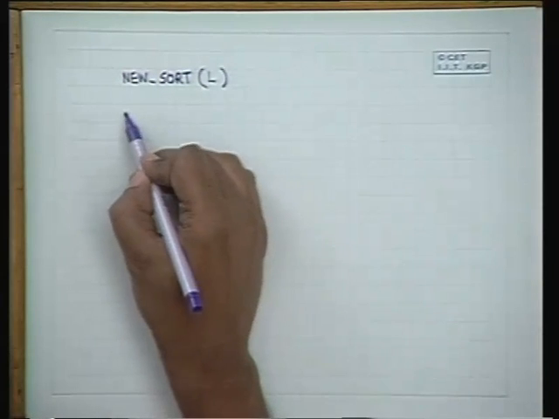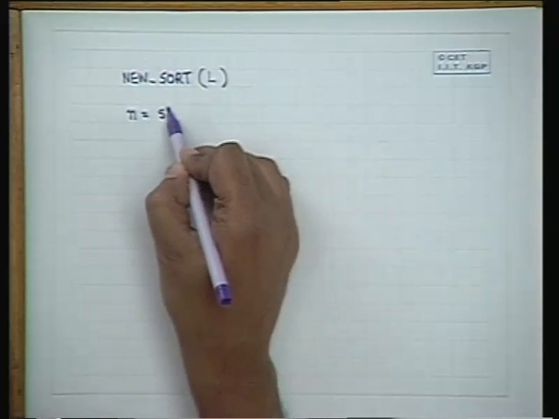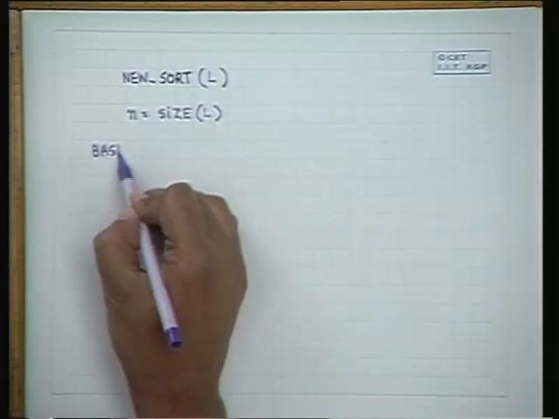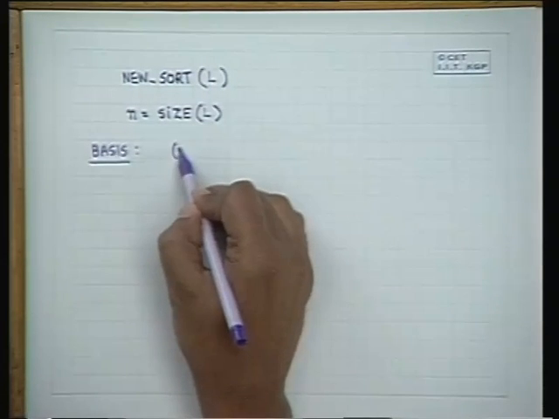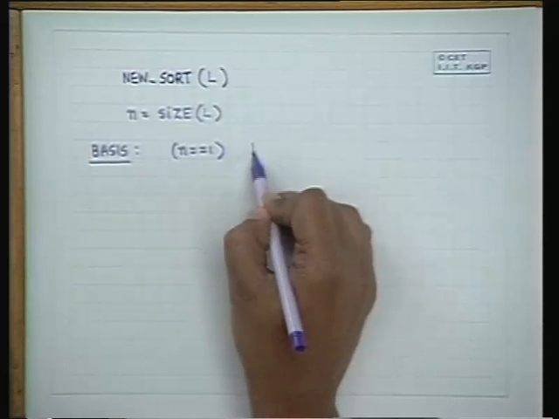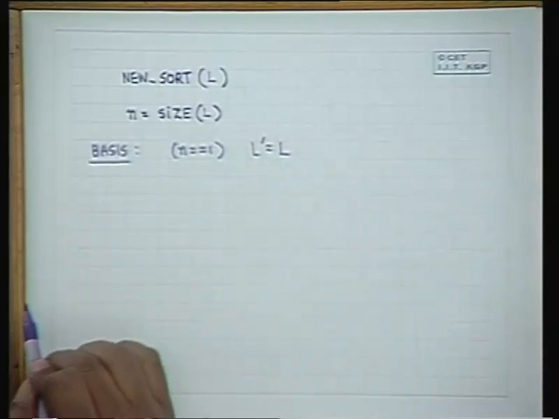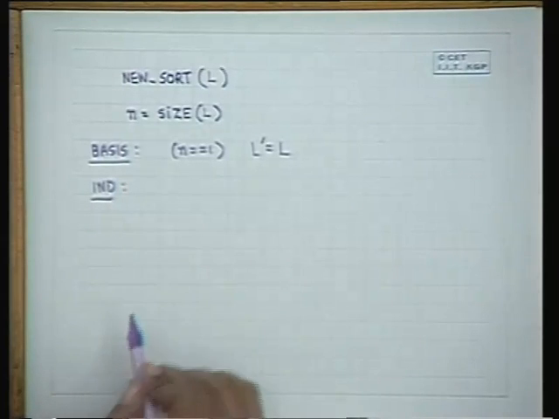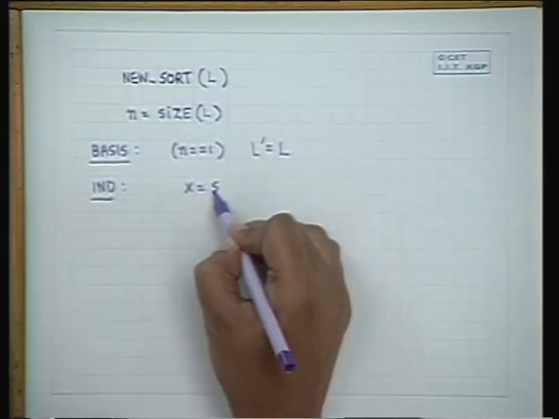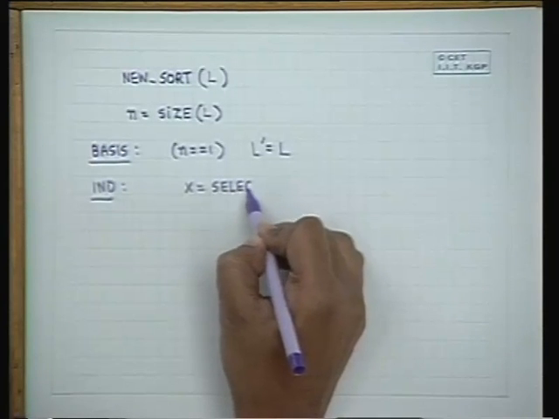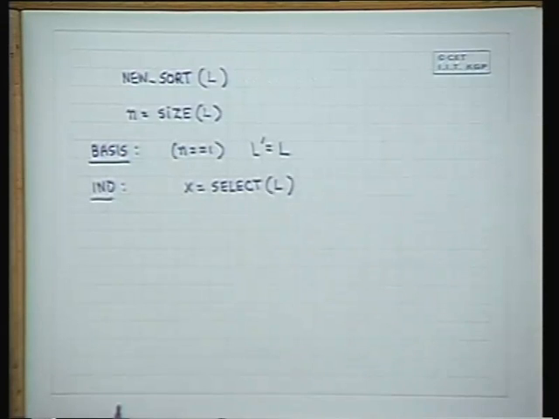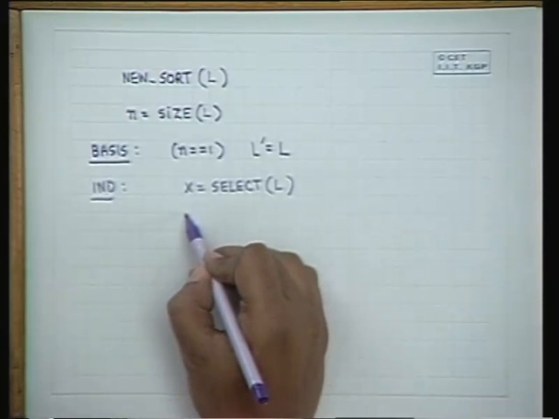L, suppose n is equal to size of L. Here again the basis condition is same, n is equal to 1, L dashed is equal to L, and the inductive condition: x is equal to, we have to select an element out like we selected first 5. From L you select one element out, alright, and then you form two lists.